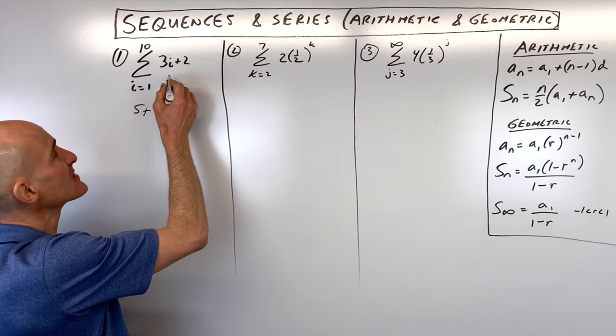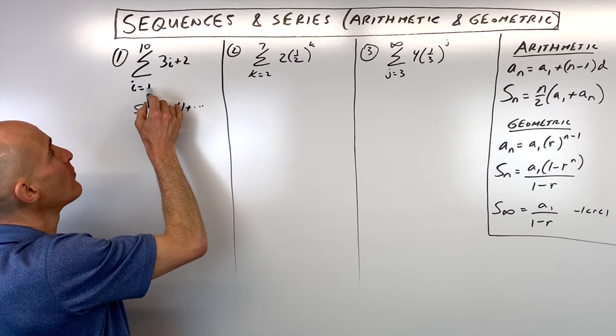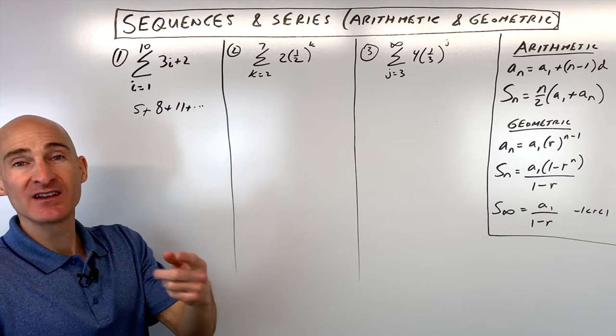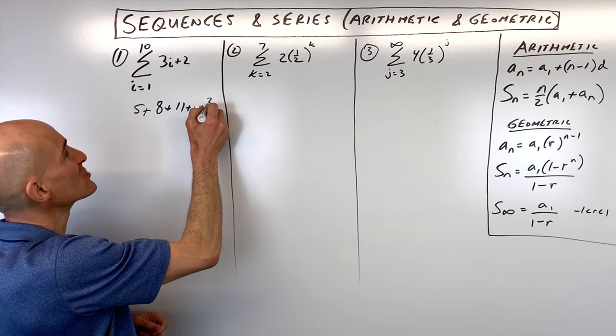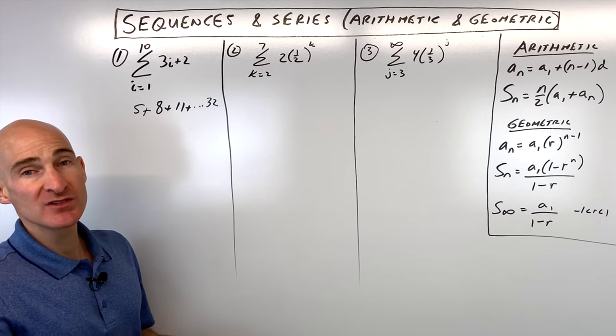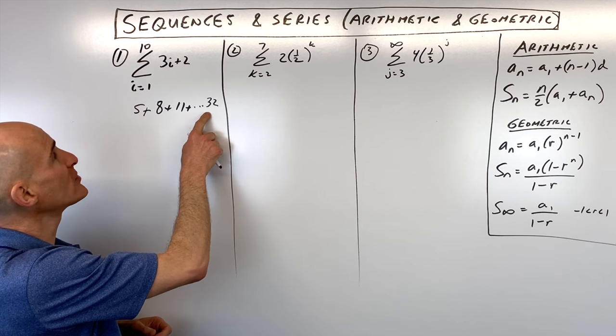If I put 3 in, that's 9, plus 2 is 11, plus dot, dot, dot. You work your way from 1 all the way up to 10, in order sequentially like that. So if we put 10 in, we get 30 plus 2, which is 32. And what the sigma represents, again, is a sum or a summation. It's a series, and we're adding up all these terms.